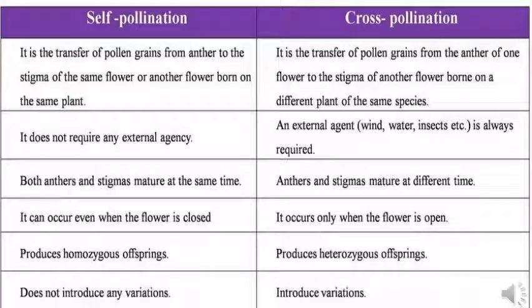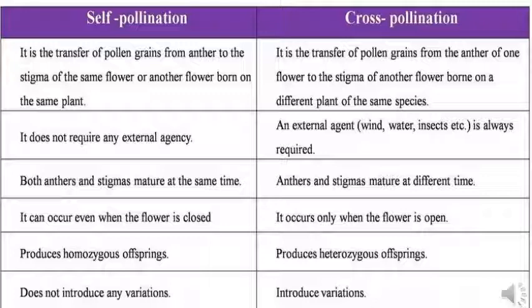Difference between self-pollination and cross-pollination. In self-pollination, it is a transfer of pollen grains from the anther to the stigma of the same flower or another flower born on the same plant. It does not require any external agency. Both anthers and stigma mature at the same time. It can occur even when the flower is closed.